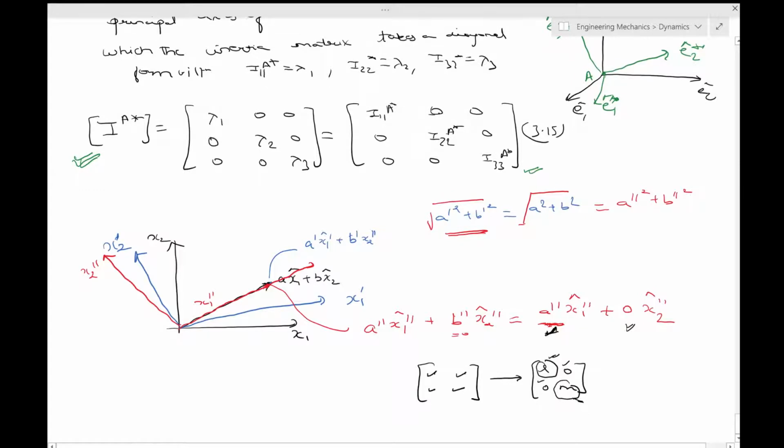So writing this, it is just one special transformation out of those infinite possibilities of transformations, such that all these terms become 0 and only the terms along the diagonal exist. So that's the overall idea about the principal axis. That applies for many different cases, including the one which you have just seen.